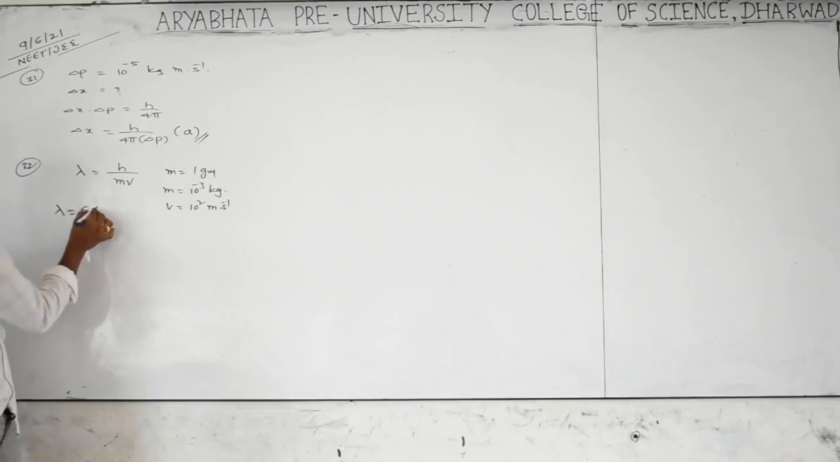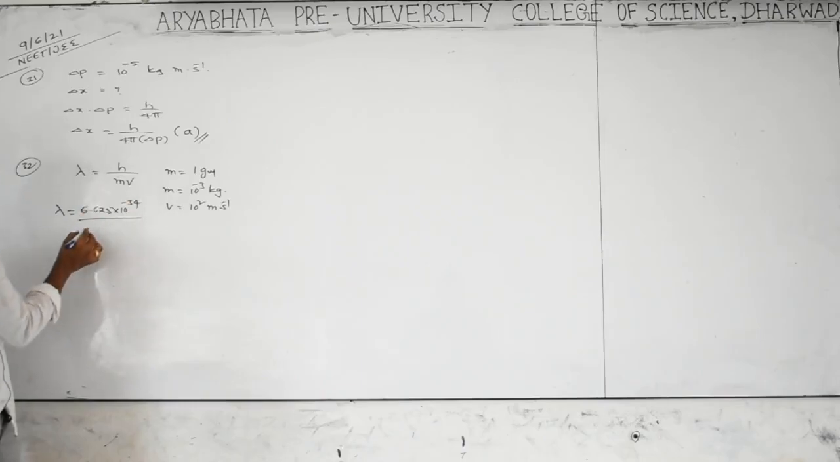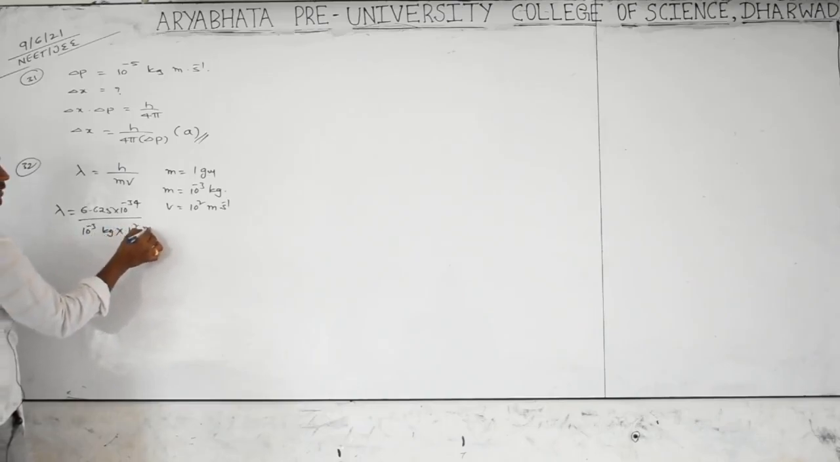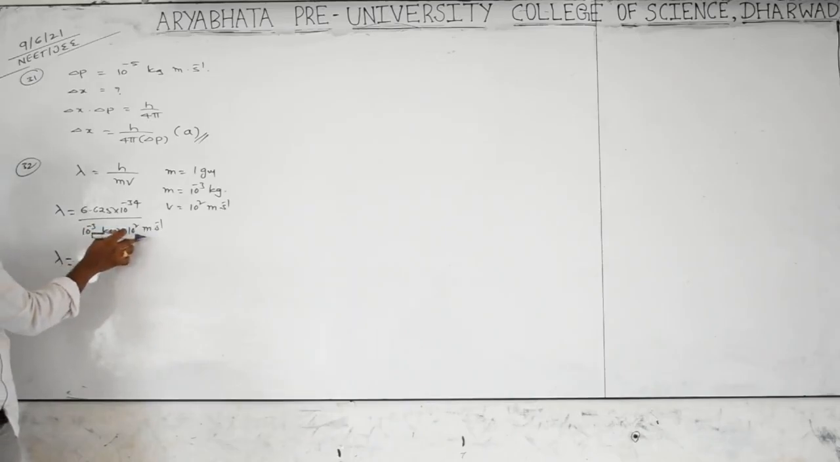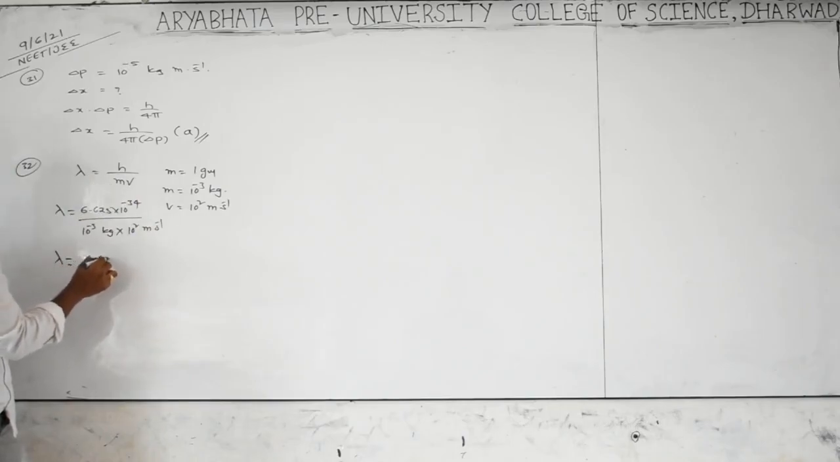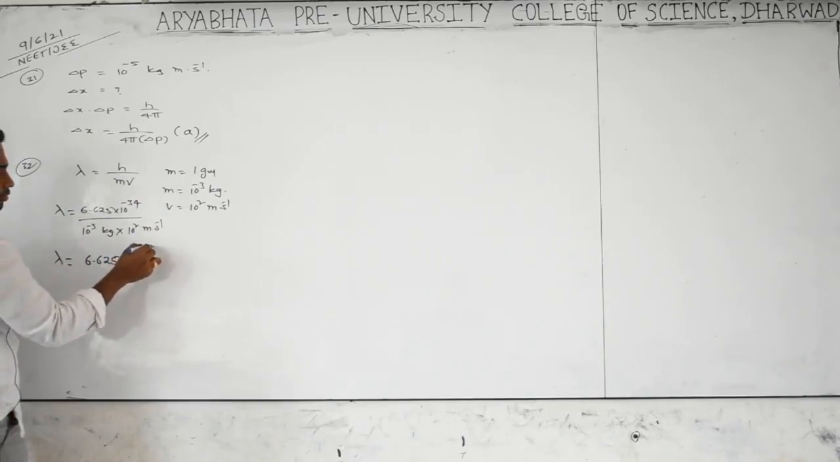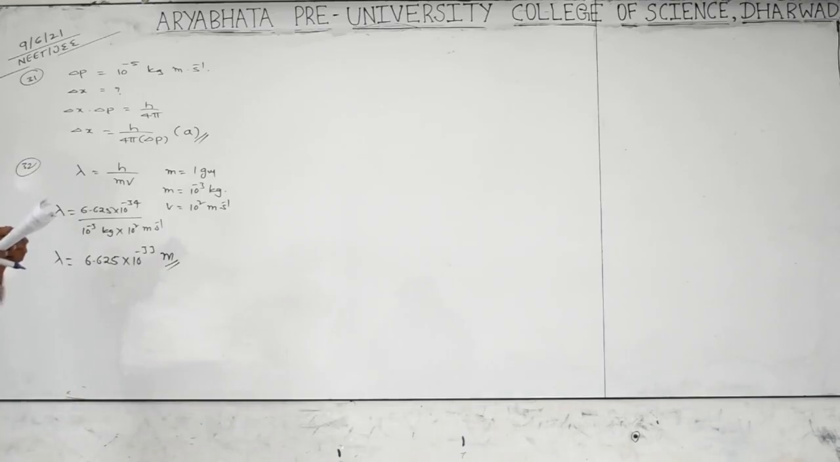Lambda is equal to 6.625 into 10 to the power of minus 34 by mass 10 to the power of minus 3 kgs into 10 square meters second inverse. You do the simplification: lambda is minus 3 and 2, minus 1. Minus 1 comes up as plus 1, nothing but 6.625 into 10 to the power of minus 33 meters. So 6.625 into 10 to the power of minus 33 means option C is coming. Are you clear? Yes. And we can go for 33.